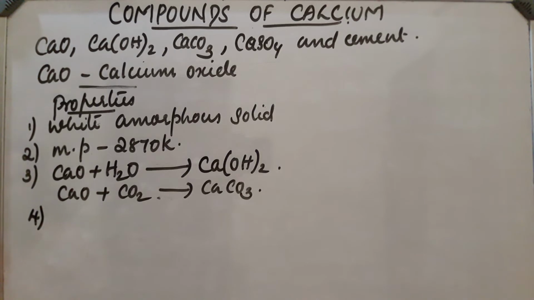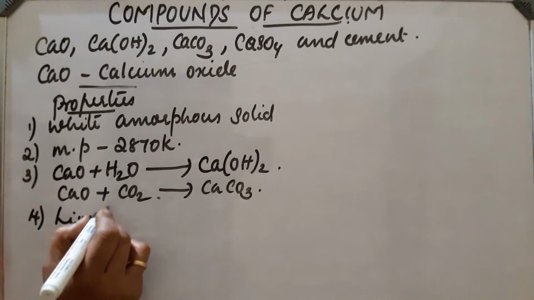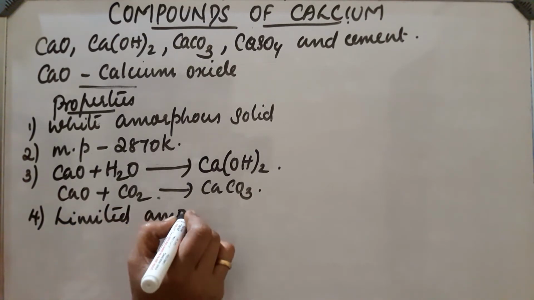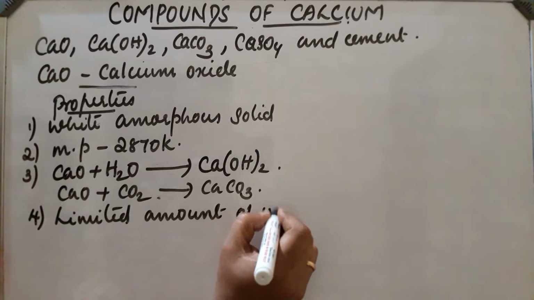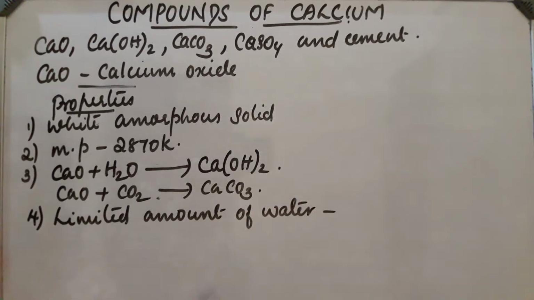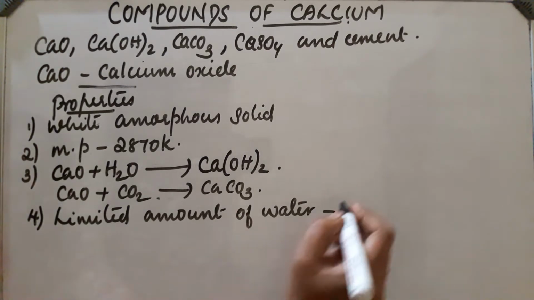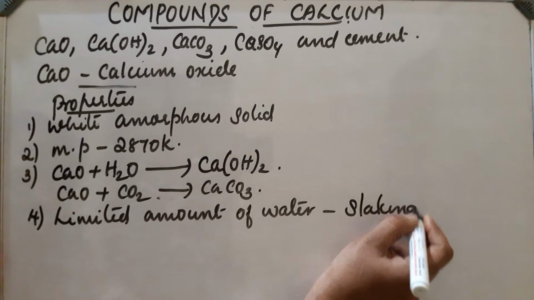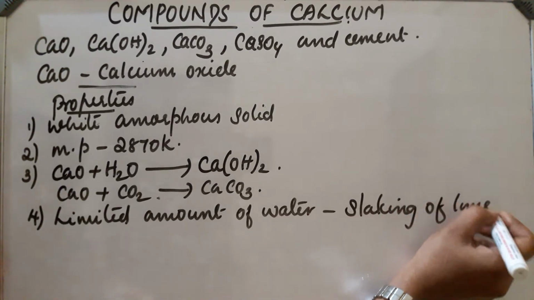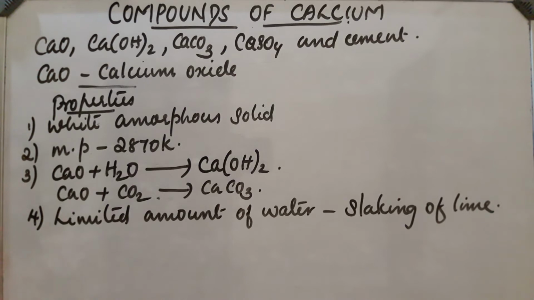Next, with the addition of a limited amount of water, it breaks the lumps of calcium oxide. It breaks the lumps of lime, and this process is known as slaking of lime. During this process, a large amount of heat is liberated.